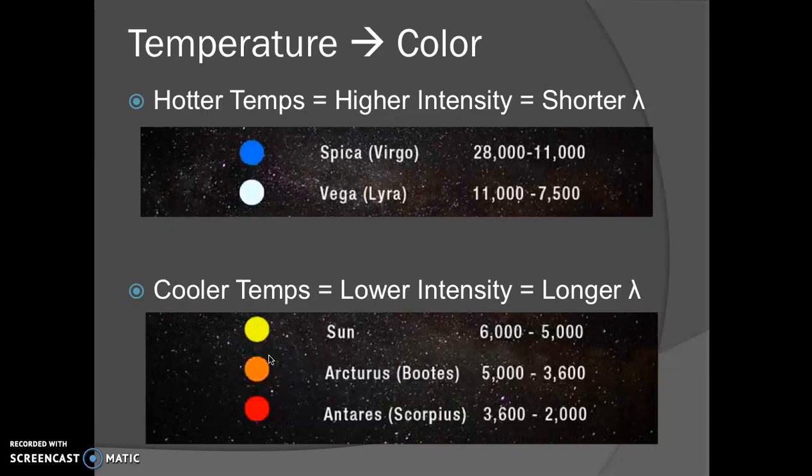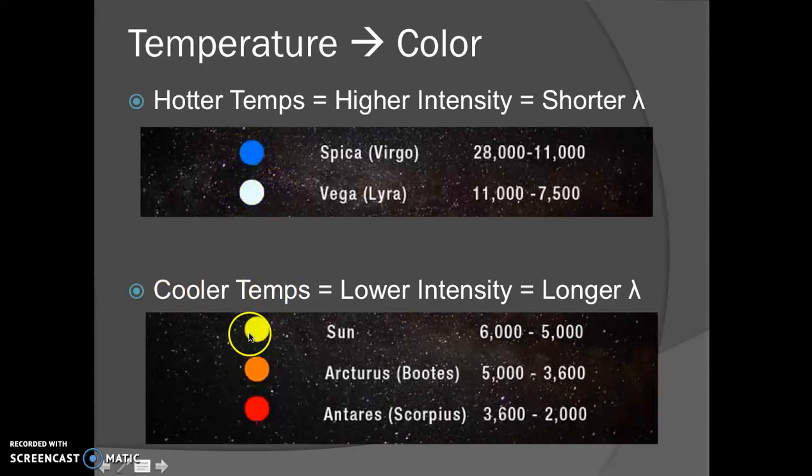A star's temperature is dependent on the amount of energy that's coming from it. So hotter temperatures are going to be higher intensity, so they're higher frequency or shorter wavelengths. Remember, lambda is the wavelength symbol. So hot temperature stars are going to be blue and white in color.